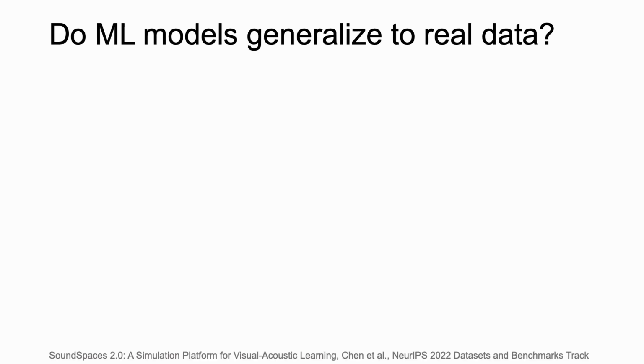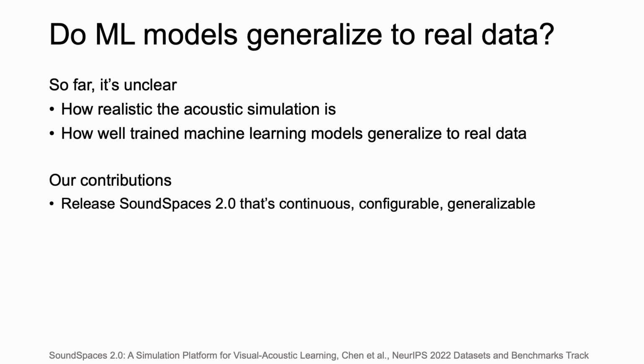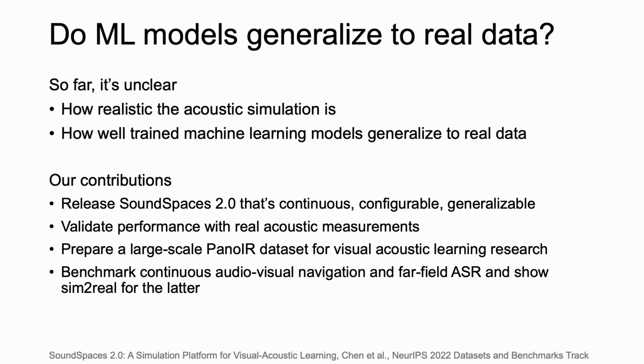While SoundSpaces has been widely used for various research, it was unclear how realistic the acoustic simulation is and how well trained machine learning models generalize to real data. In this work, our contributions are first to release SoundSpaces 2.0 that is continuous, configurable, and generalizable, and secondly, we validate the performance of the simulation with real acoustic measurements. We also prepare a large-scale panorama IR dataset for visual acoustic learning research, and lastly, we benchmark continuous audiovisual navigation and far-field ASR and show sim to real for the latter.